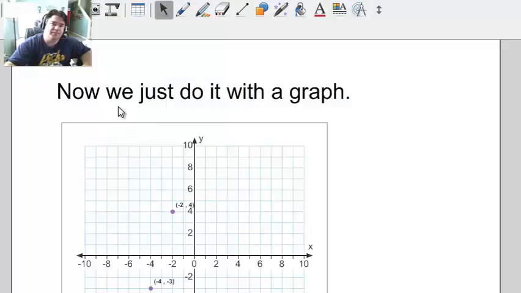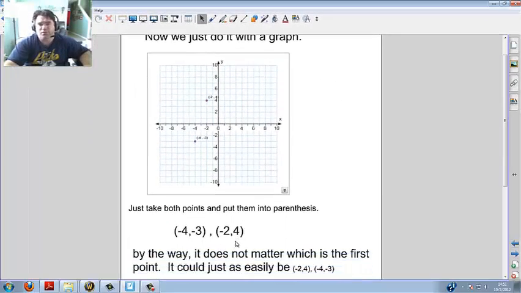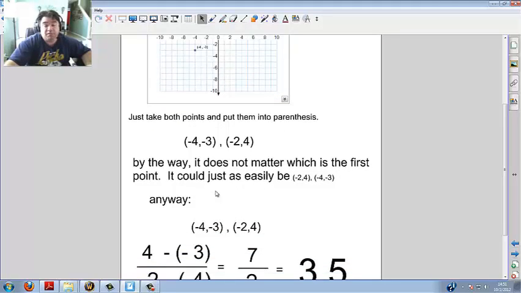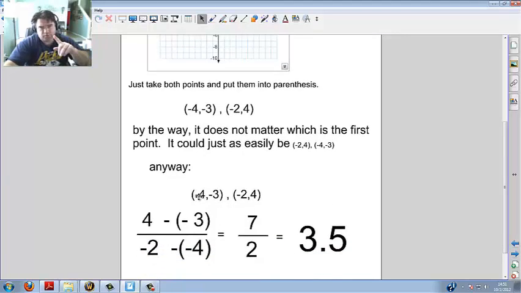Okay. And we're back. Now we just do it with a graph. So here you have negative 4, 3 and negative 2, 4. Now if you take a look, it doesn't matter which is first. I could put this in front if I wanted to, I could just flip them. Makes no difference. But in this case, I'm going to take 4 minus negative 3 over negative 2 minus negative 4. Really important that you write this out.